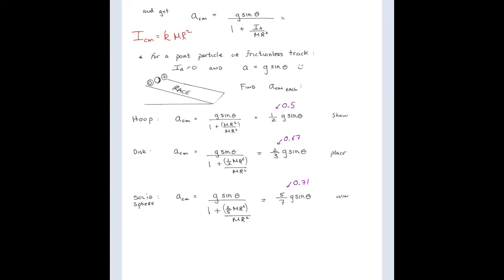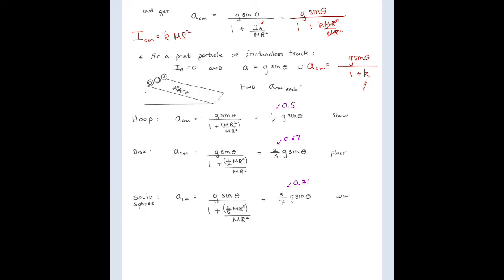So if I put in what I is, remember you get to say what I is in this class, k mr squared, I get the acceleration of the center of mass: g sine theta on the top, and on the bottom I have 1 plus k. So the acceleration of the center of mass just depends on that coefficient. We already know the coefficients of the hoop, disk, and sphere.